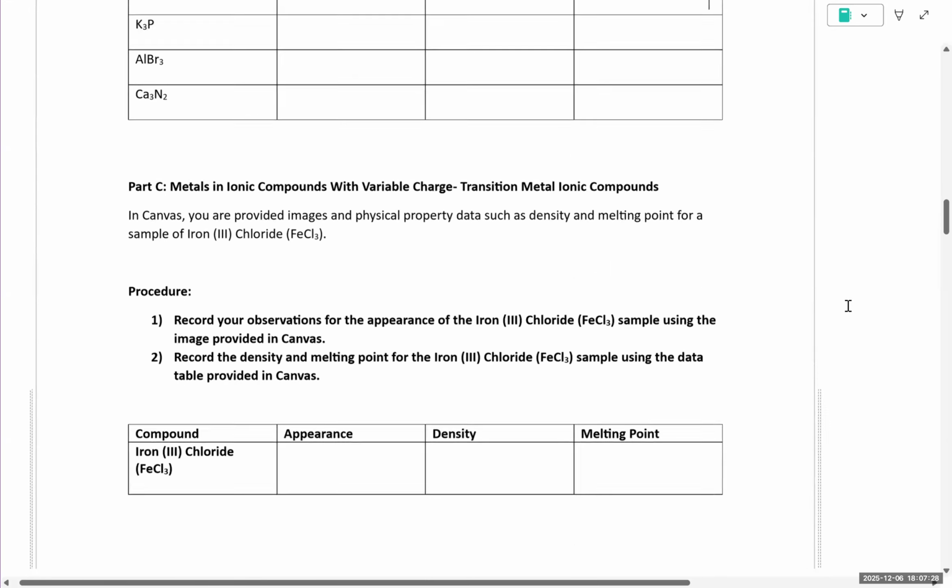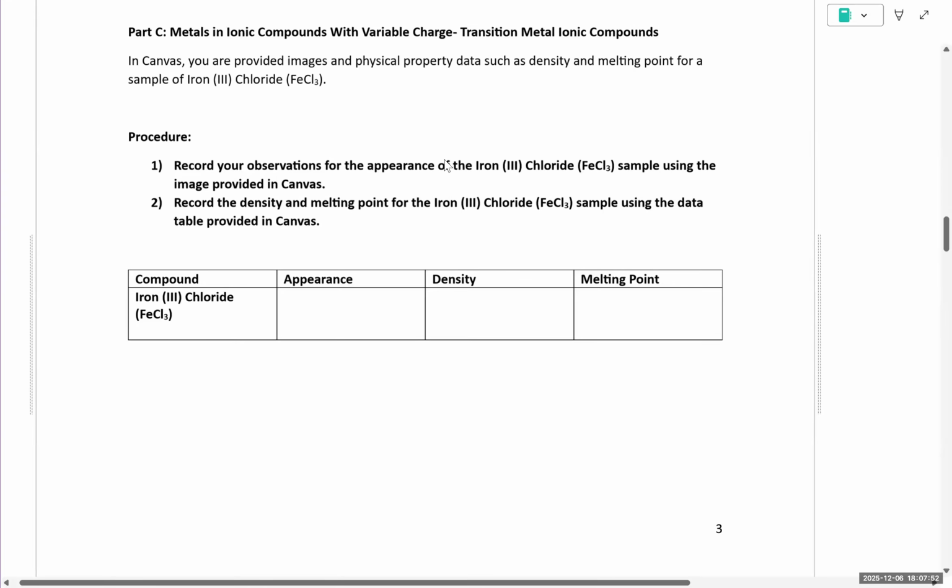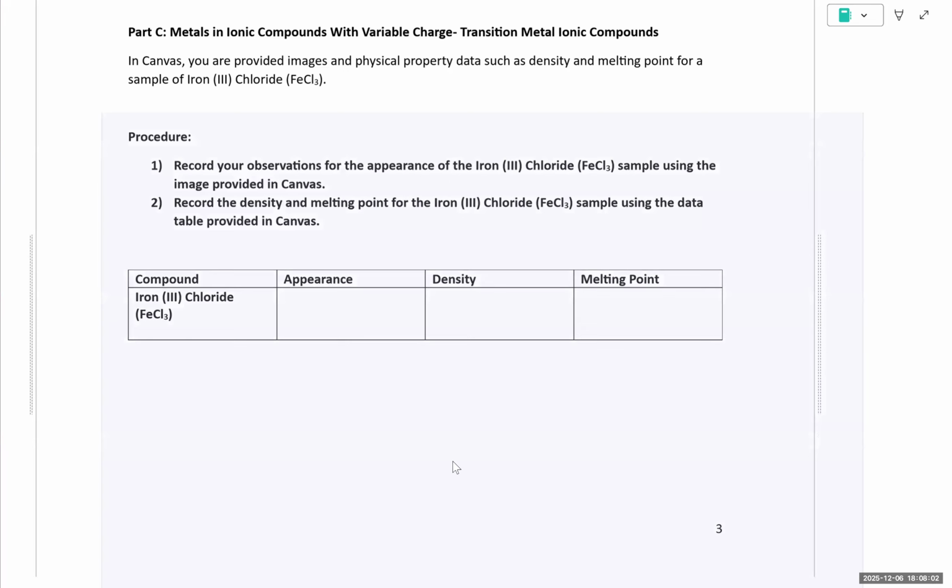Let's take a look at this next part of the procedure. In this case, we're dealing with metals and ionic compounds with variable charge, or transition metal ionic compounds. So in Canvas, we're provided images and physical property data such as density and melting point for a sample of iron 3 chloride with a formula FeCl3. We're going to record our observations for the appearance of the iron 3 chloride using the image provided in Canvas, and we're going to record the density and melting point using the data provided in Canvas.